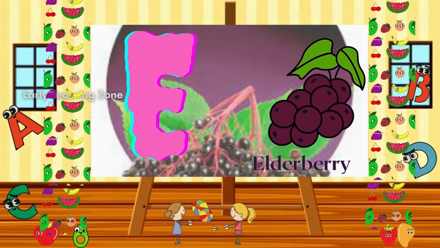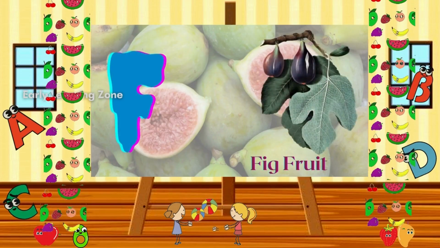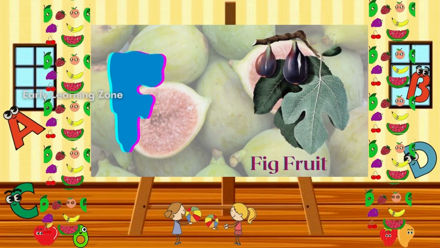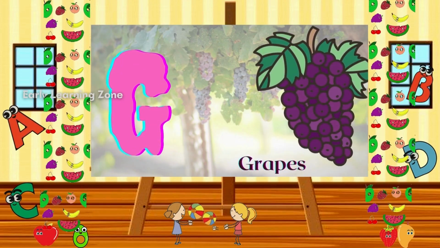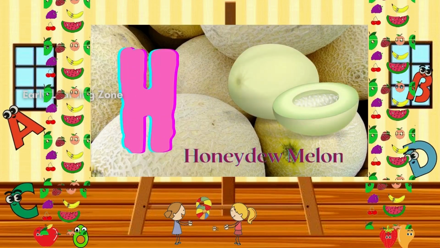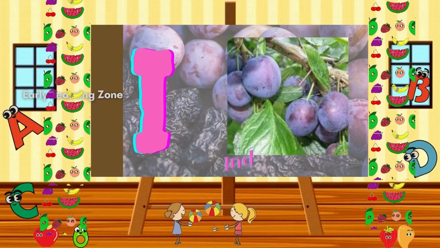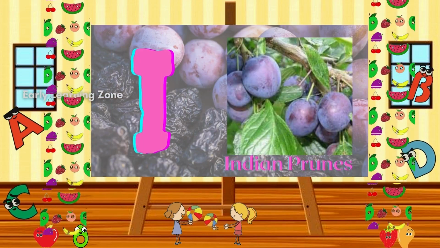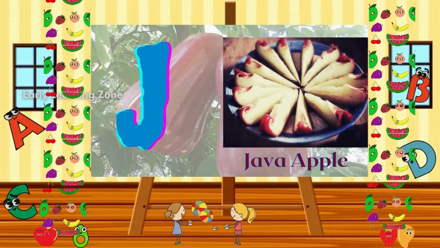E is for elderberry. F is for fig fruit. G is for grapes. H is for honeydew melon. I is for Indian prunes. J is for Java apple.